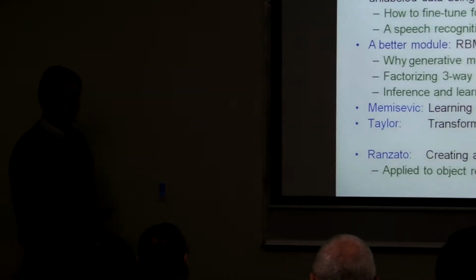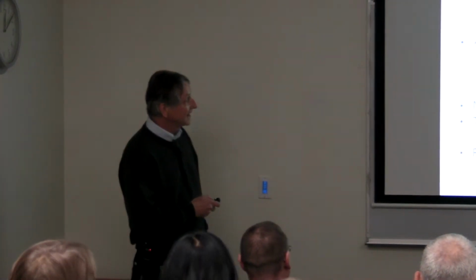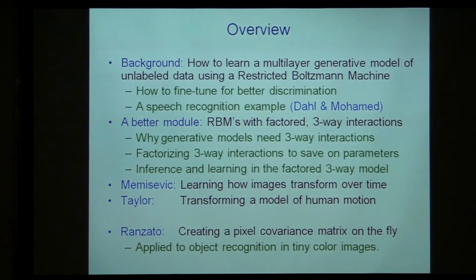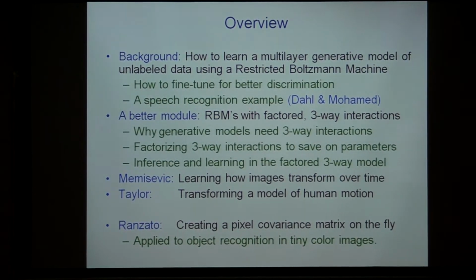What I'm going to talk about, I've got a lot to say, is I'm going to give about a 10-minute or 15-minute overview of how you learn multi-layer models with restricted Boltzmann machines, and show you a recent speech recognition example where they do very well. Then I'm going to talk about how to make a better module, so the basic learning module can be improved a lot. And I'm going to show you some examples of learning how images transform over time, some examples of modeling human motion, and finally some examples of modeling the covariance matrix of an image.